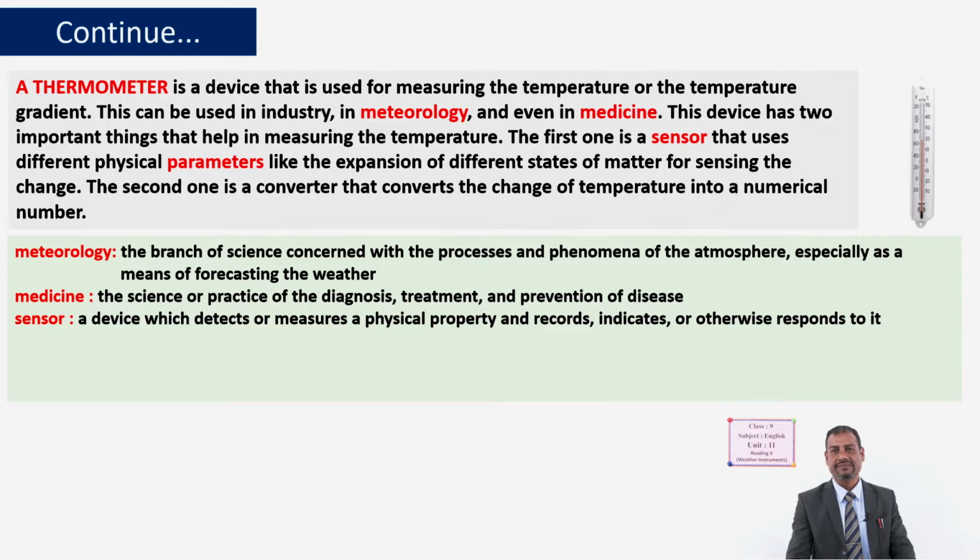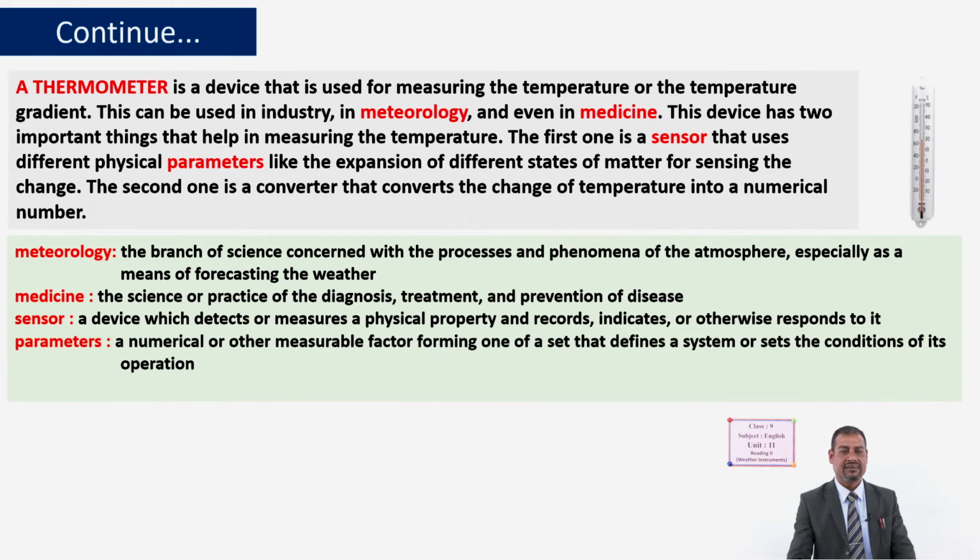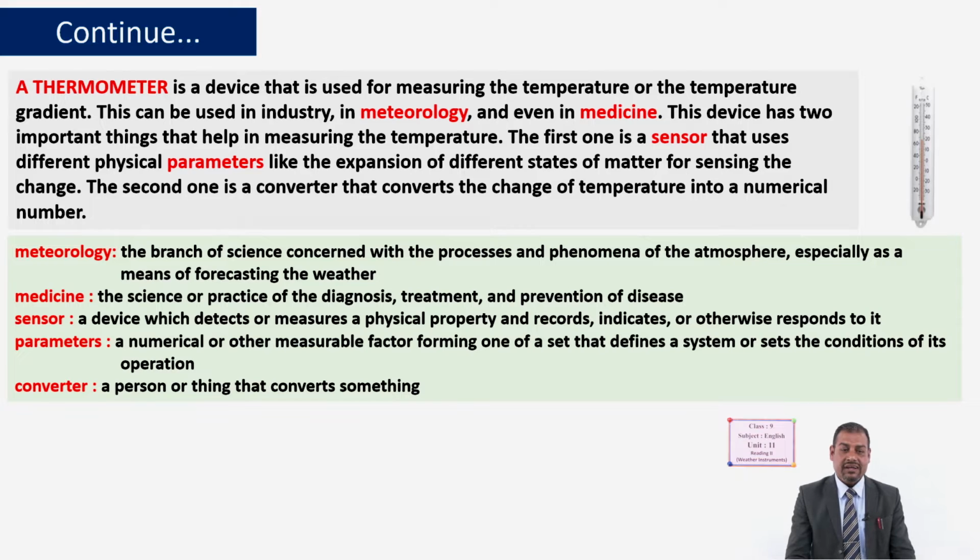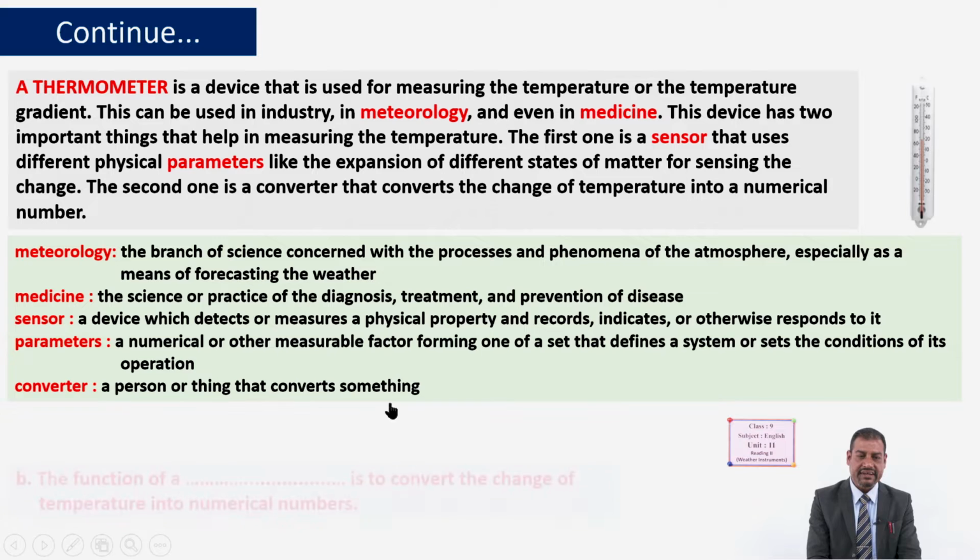Another word we have is parameters. So what does it mean? I think it's difficult for you, so you can write it down. Parameters means a numerical or other measurable factor forming one of a set that defines a system or sets the conditions of its operation. Okay, so how do you pronounce this word? Parameters. Dear students, now it's time to source the information from this paragraph. Another word we have is converter, a person or thing that converts something. Okay, you can write down.